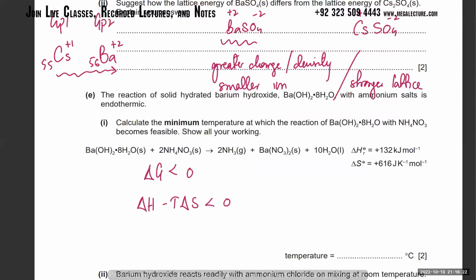So your delta H over here is given, that's 132. Temperature is the unknown. Delta S must be in kilojoules as well. Remember, the unit has to be the same. I mean, got to have similar units. So it's going to be 616 divided by 1000, and that's 0.616. And then you have what it's going to become. T will go to the other side, and it's going to be 132 times 1000 divided by 616, right?